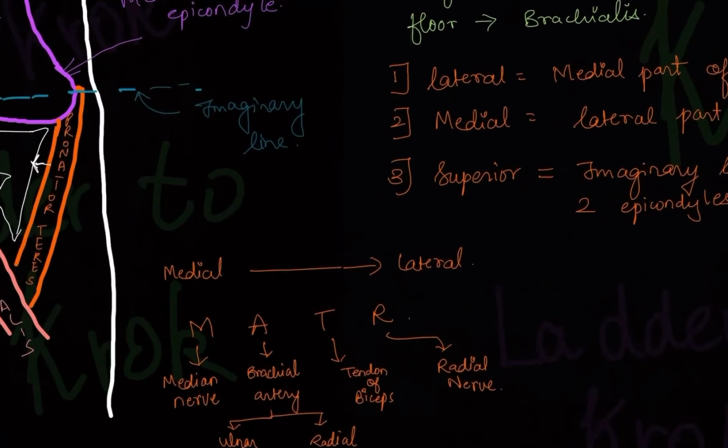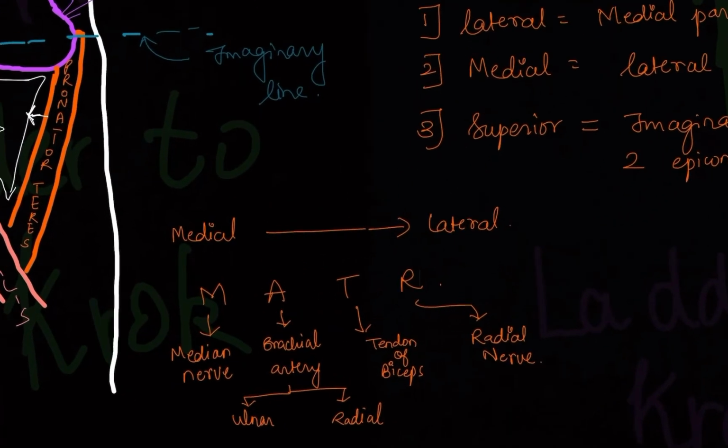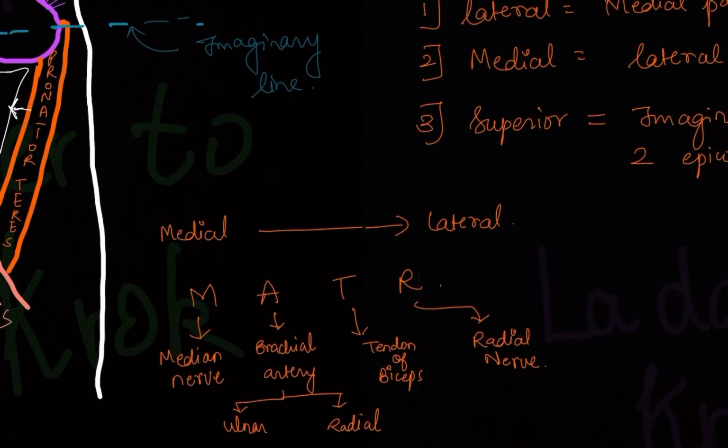So this was from medial to lateral. Now, they ask you a question like, what is situated medially to the tendon of biceps? Then what should be your answer? The subject which we are talking about is the tendon of biceps, so you have to see on the medial side what is present. This is the medial side, this is the lateral side. So on the medial side what is present?